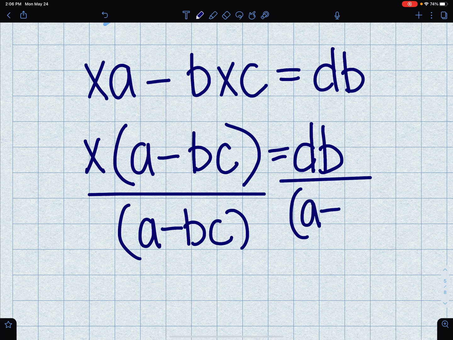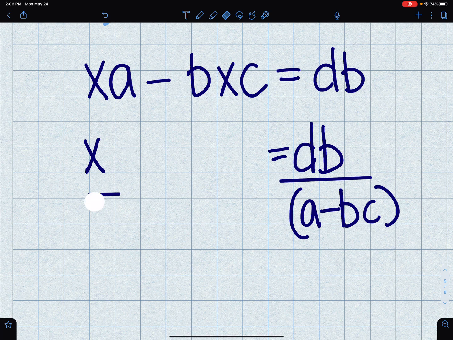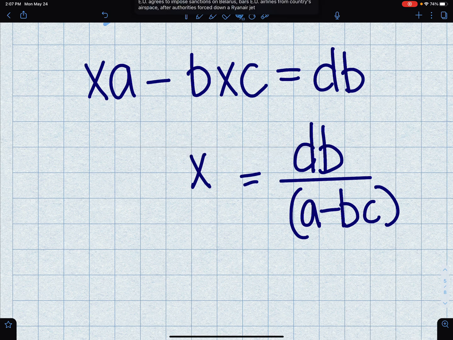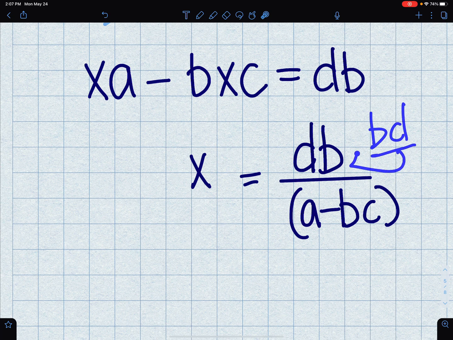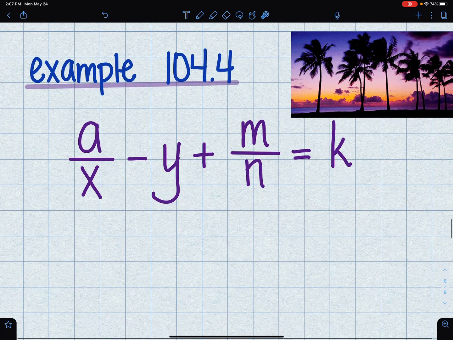Divide this by a minus bc. And now you have isolated the x because that cancels that. Sweet. That's the answer. Super fun. They wrote it different, right? They wrote BD right here. And as you know, that doesn't matter because of the multiplicative property, is that the property that says the order doesn't matter? Well, it doesn't matter in that situation.